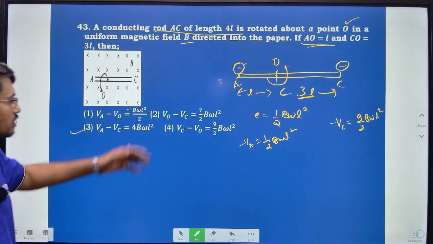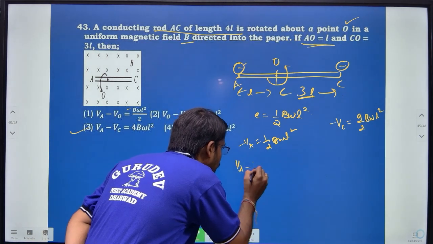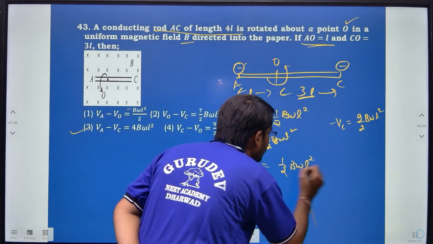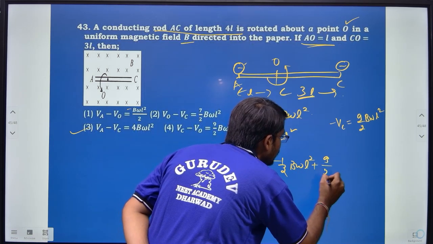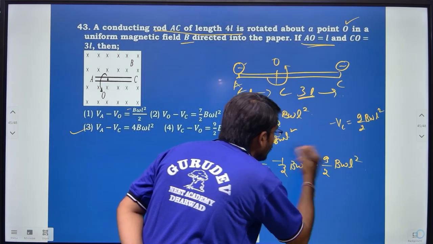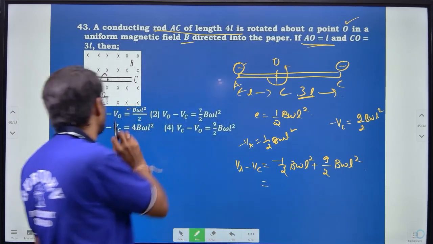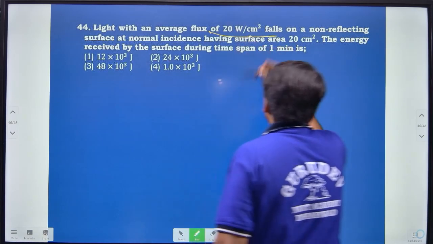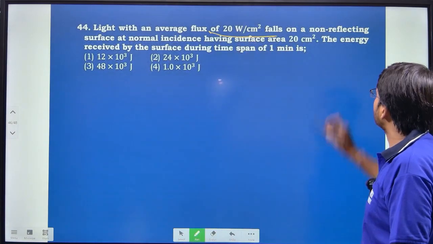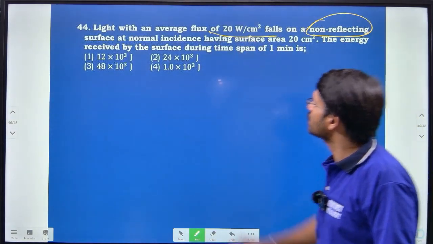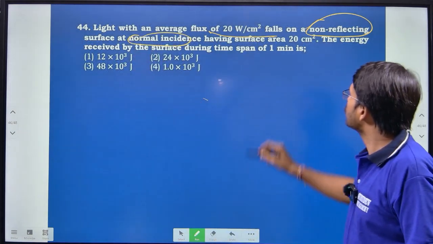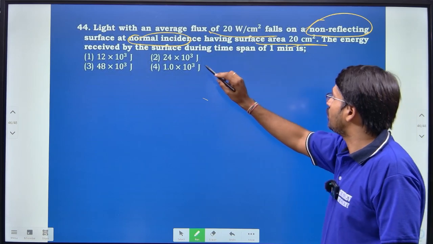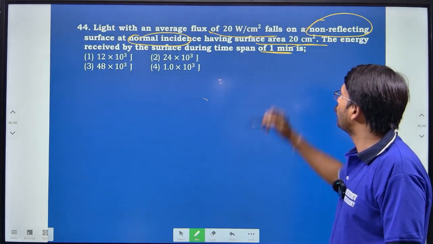So you can just do this particular one. VA minus VC, that is 1 by 2 b omega L square minus minus 9 by 2 b omega L square, and when you simplify this, you will get 4. Fine. A light with the average flux of 20 watt per centimeter square is acting on a non-reflecting surface at a normal incidence. The total area is 20 centimeter square. Energy received by the surface during the span of 1 minute.